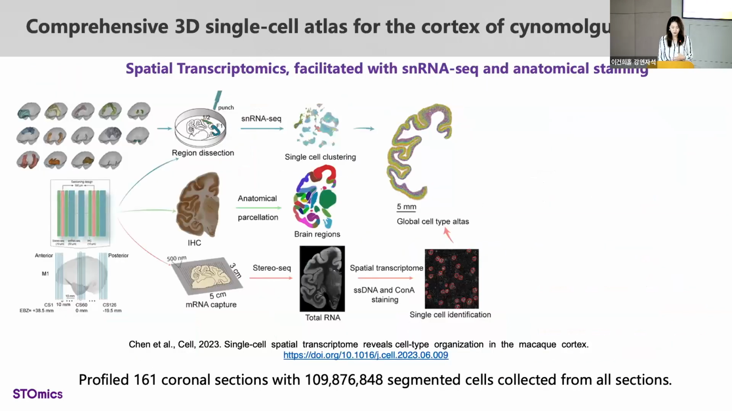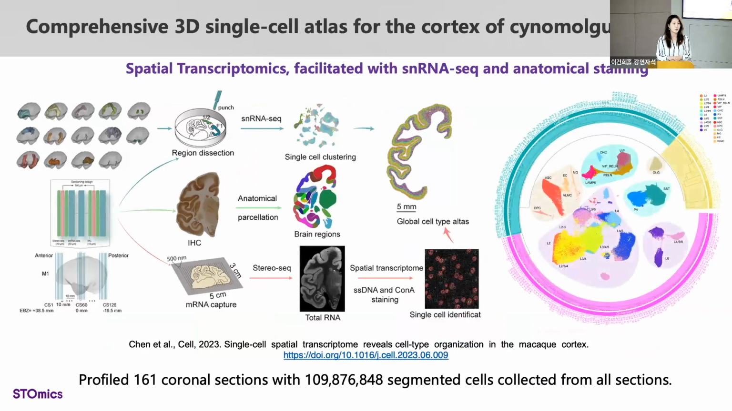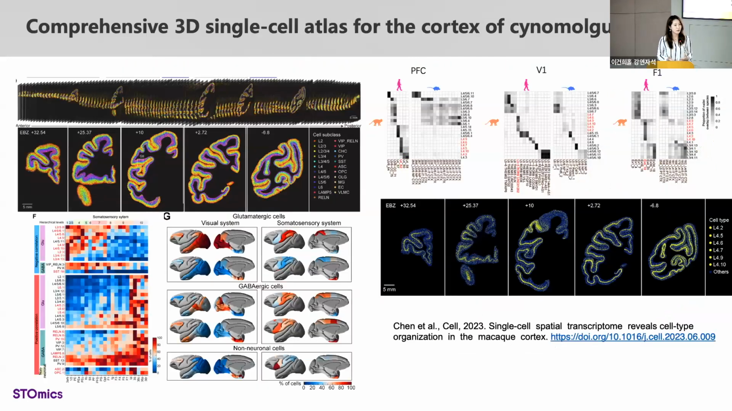And there's another great example demonstrating the ability of Stereo-seq. Recently, in a comprehensive paper that we published, we profiled 161 coronal sections of a macaque brain cortex at a size of 3 centimeter by 5 centimeter. In total, we segmented over 100 million cells collected from all the sections, and we were able to produce a comprehensive 3D single cell atlas for the cortex of the macaque brain. So what did we learn from this paper, and how did Stereo-seq help along the way?